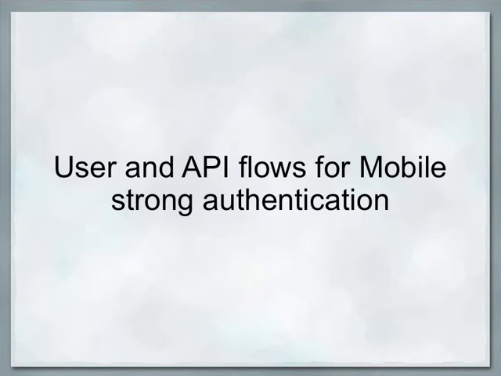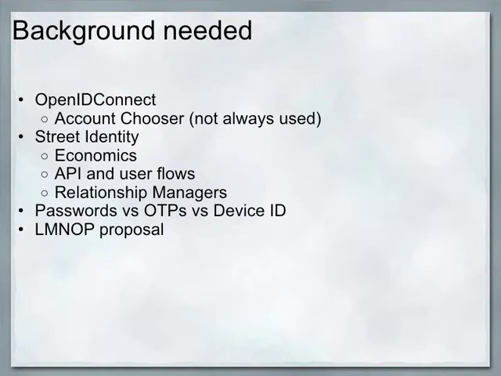In this session from the Street Identity Conference, we're going to talk about mobile strong authentication and get down into some nitty-gritty details. So we assume before you watch this session, you've gone over the slides or presentations from a bunch of other things. Learned about OpenID Connect, learned about the account user, you're familiar with the OAuth part of OpenID Connect. And then from the Street Identity event, you understand the economics of attribute providers and have watched the session about the API flows for attribute providers.